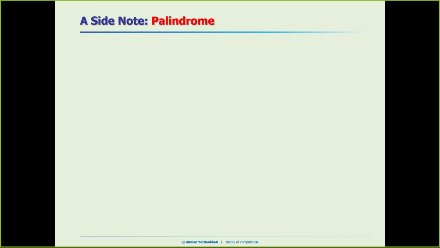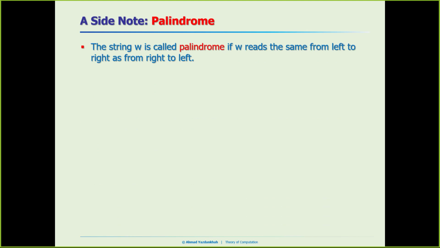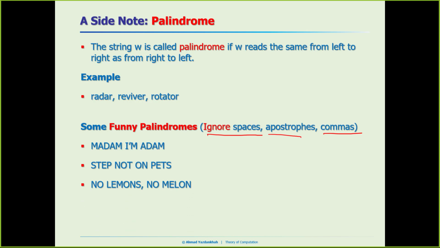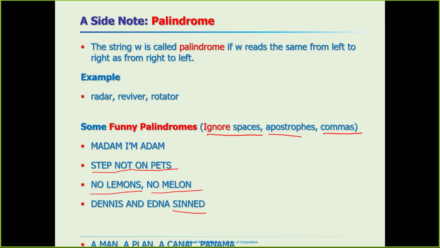And this is a side note just for your information. You know the palindrome. It's a string that if you read it from left or right, they are the same word or the same string. For example, radar, reviver, rotator, something like that. I collected some funny palindromes here. You need to ignore the spaces, apostrophes, and commas. Madam, I am Adam. A step not on pets. No lemons, no melon. Denise and Edna sinned. A man, a plan, a canal, Panama.